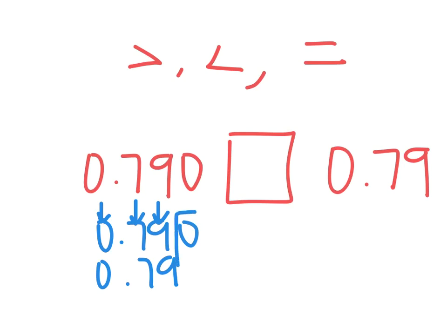Now the difference lies in this last place value spot, the thousandths. One has a 0 and one has nothing. Well, having nothing is the same as having a 0 there. So actually, these two decimals, while they look a little bit different, are the same. So we will put the equal sign.